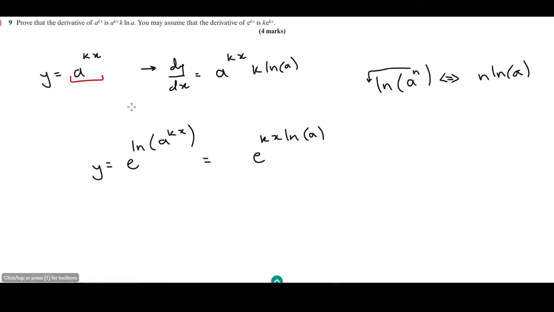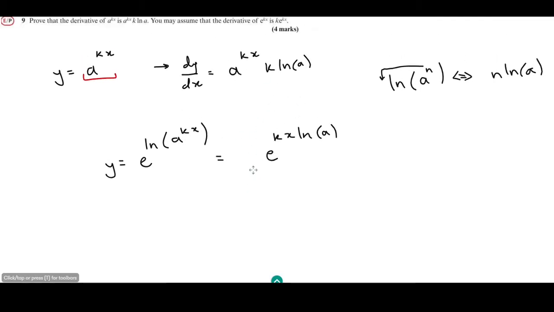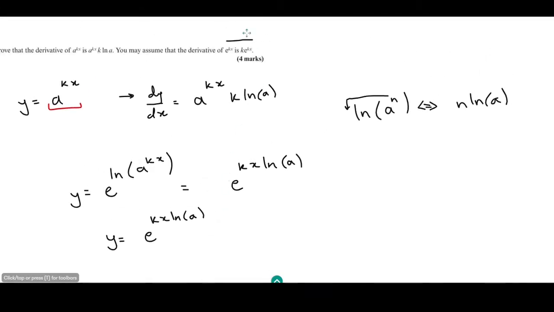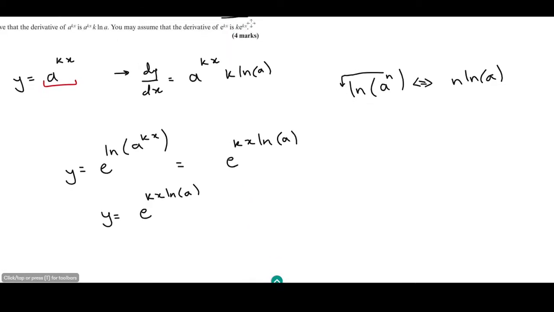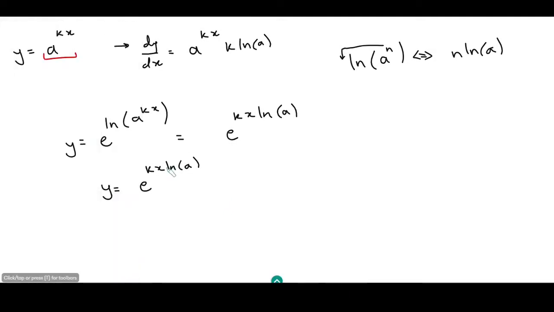Again, what we haven't done is change the value of this. This is still the same. All we've done is represented this differently. And that was the trick. Now we can evaluate the derivative. So we have y equals e to the kx ln of a. Now we can make use of this. We know that the derivative of e to the kx is k e to the kx, where k is some constant. What we need to do is identify the constant in our case. So x is the function, but k ln of a is the constant.